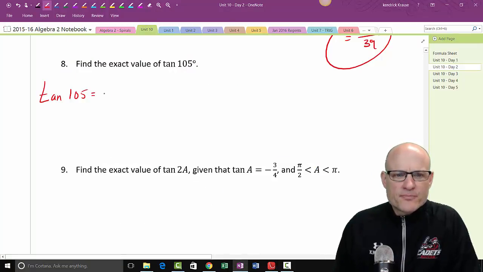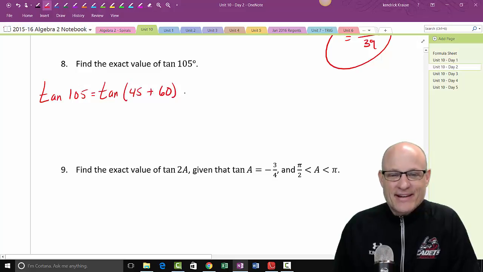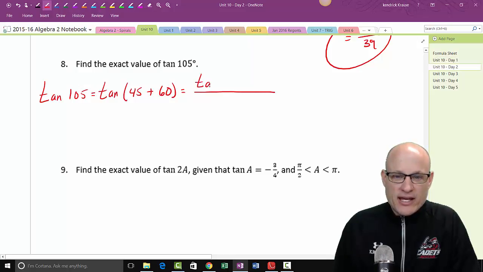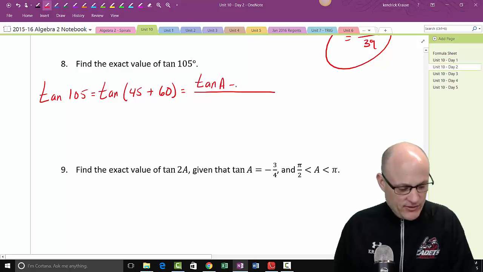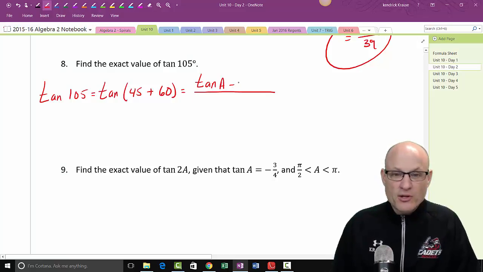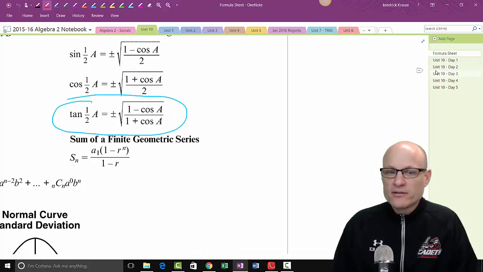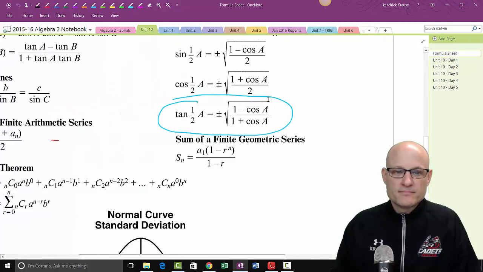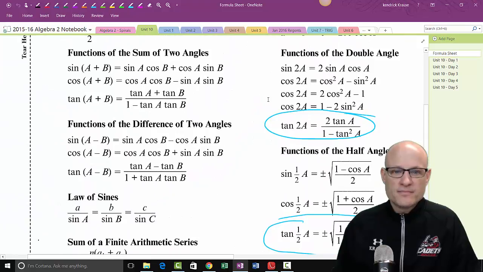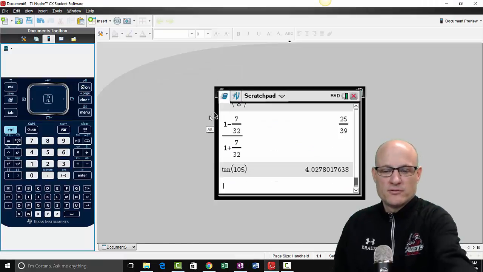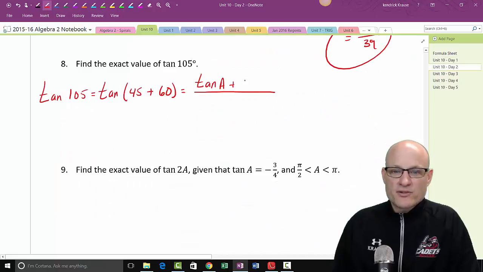So, let's do this. The tangent of 105. I don't know anything about it, so I know it's got to have a 45, and then tangent of 45 plus 60. Isn't that nice? It's 2 angles I know a ton about. If I look over at the formula, I believe it is tan A minus or plus tan B. Oh, I always forget. Plus on top, minus on bottom, so do that all the time too. Plus tan B all over 1 minus tan A tan B.